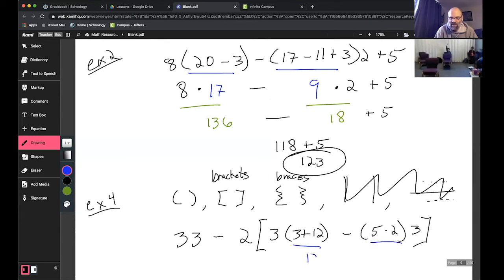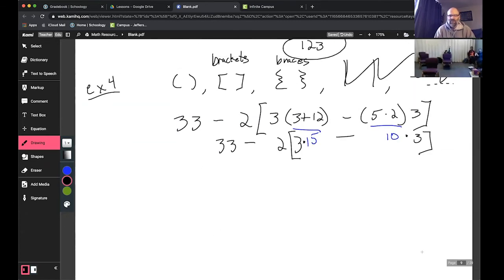So let's see, that's 15. 5 times 2 is 10. So I'm going to rewrite everything. And this is where you're going to lose if you decide to just take shortcuts. So rewrite everything you didn't touch. Okay, so now we've got two multiplication problems inside that bracket. So we're going to do that. 3 times 15 is 45. 10 times 3 is 30. I'm still going to write everything else the same.